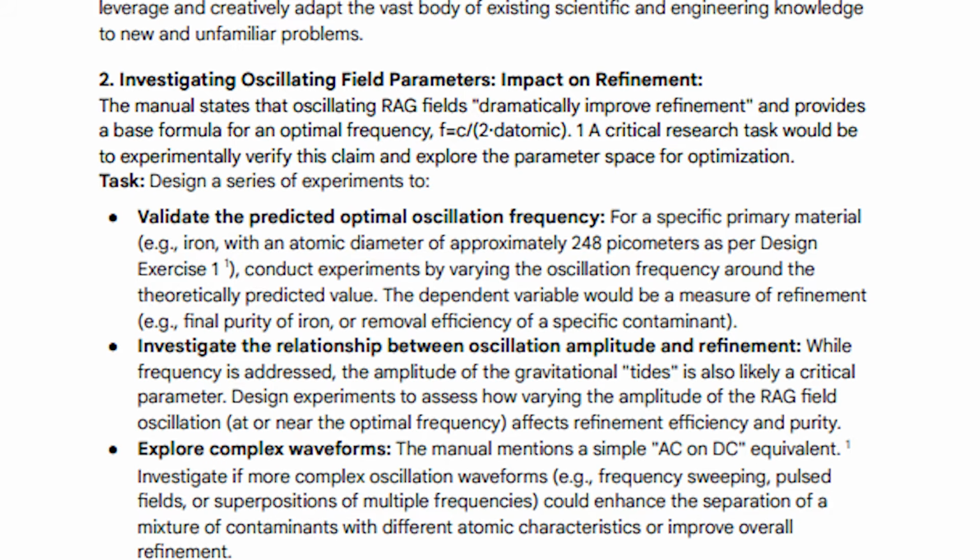Investigate the relationship between oscillation amplitude and refinement. While frequency is addressed, the amplitude of the gravitational tides is also likely a critical parameter. Design experiments to assess how varying the amplitude of the RAG field oscillation at or near the optimal frequency affects refinement efficiency and purity.